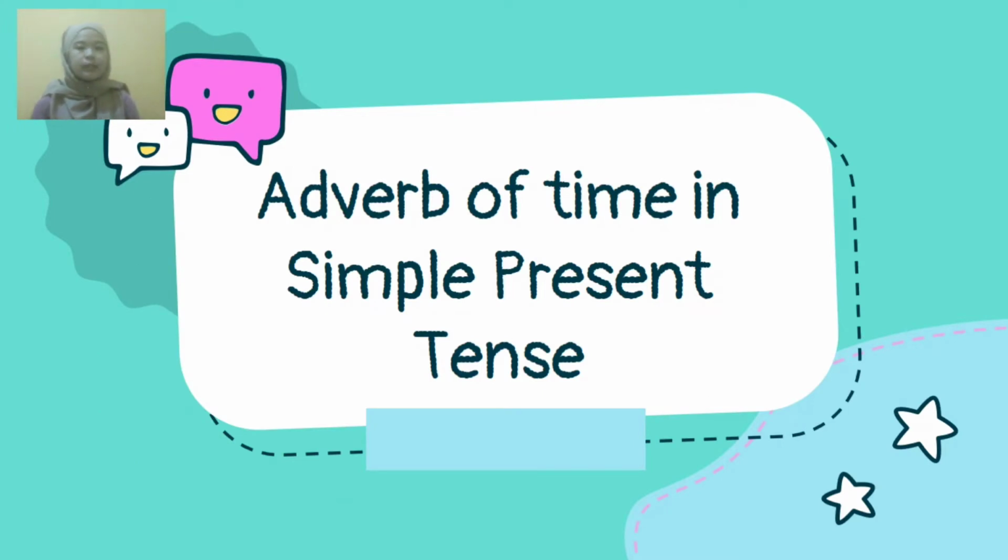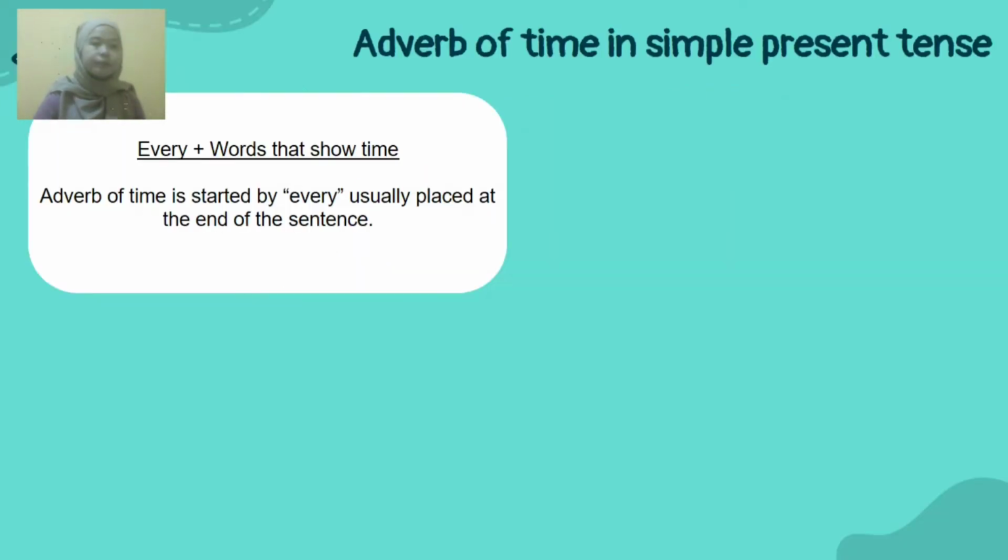So the next is adverb of time in simple present tense. Every is an adverb of time. The formula is every plus words that show time. An adverb of time started by every is usually placed at the end of the sentence.